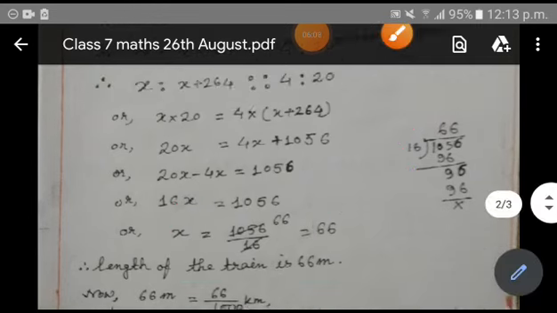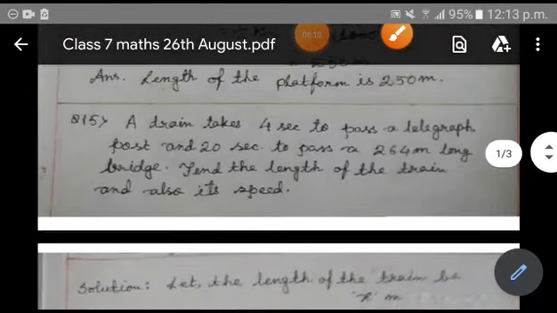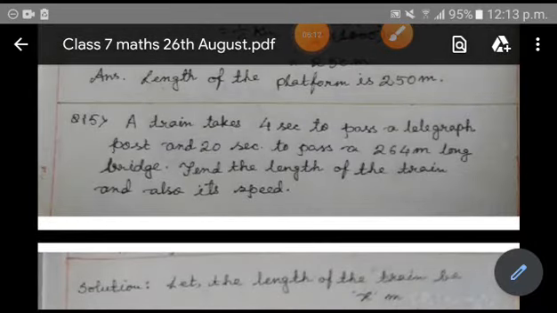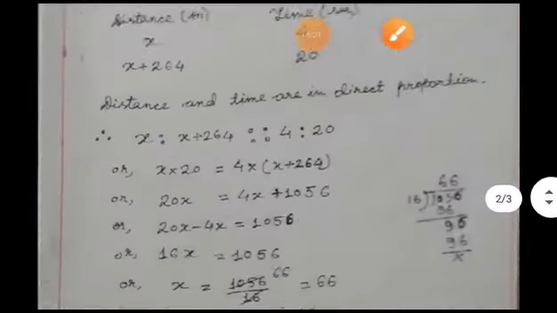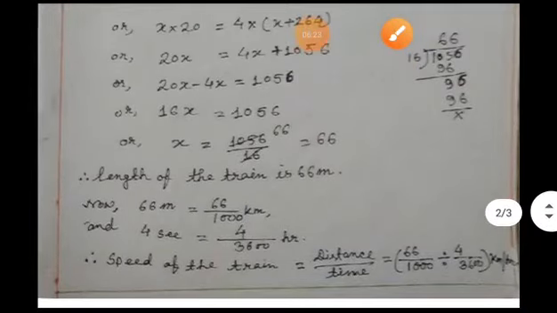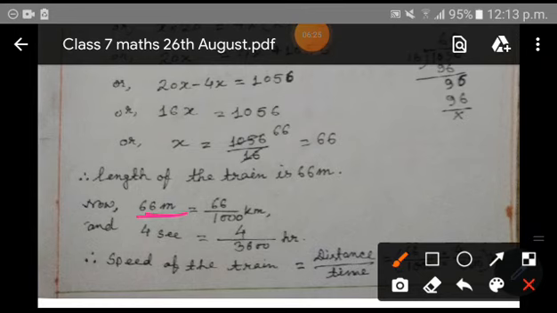Now you also need to take out another value, that is the speed of the train. See, in the question it is given, find the length of the train. This is done, and another one is left, that is the speed of the train. So how to take out the speed of the train? See here, this 66 meter is the length of the train.